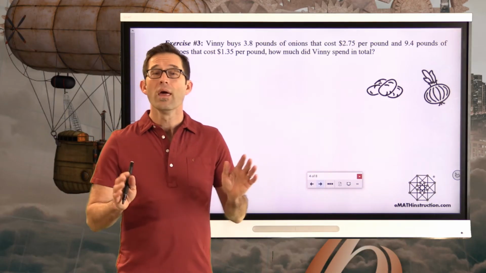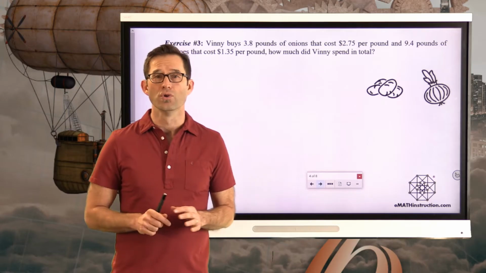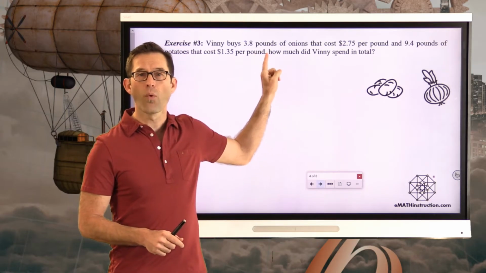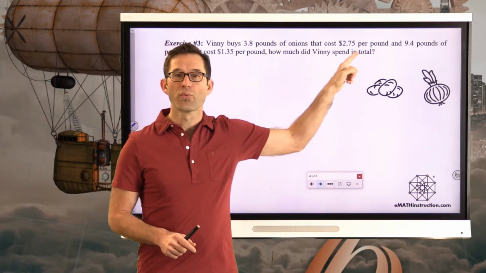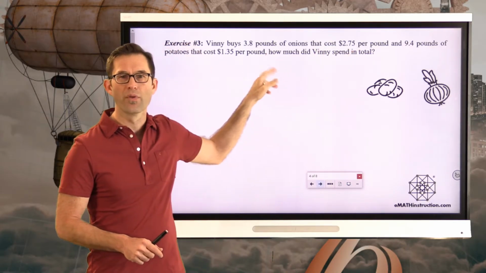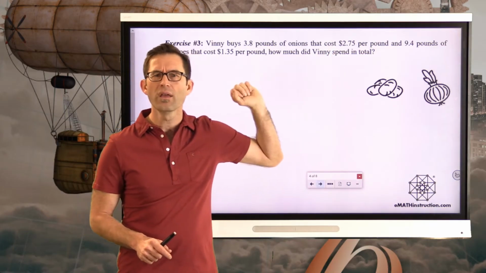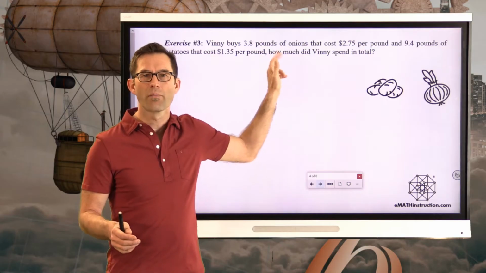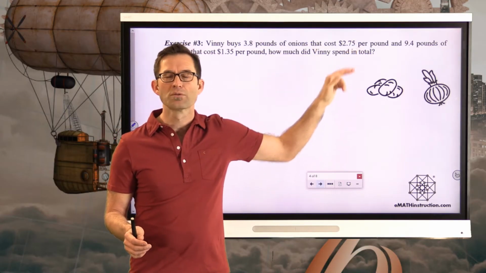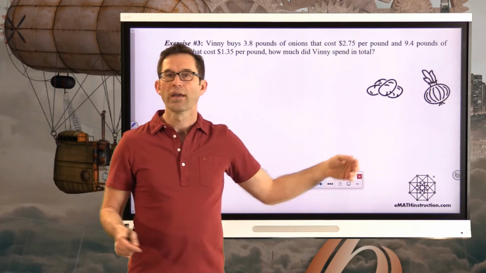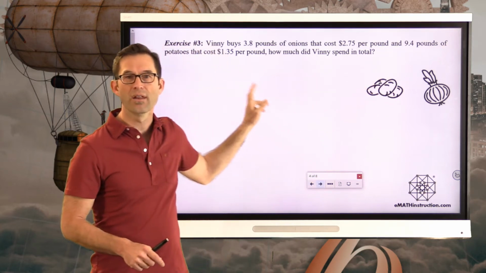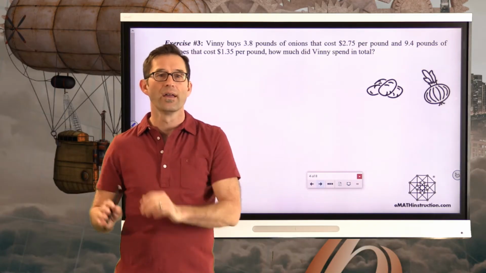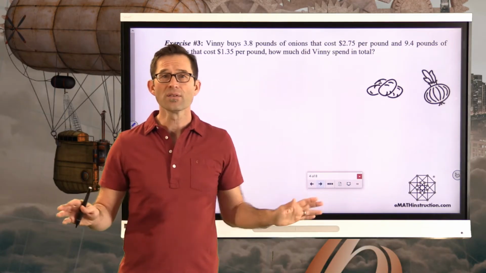All right, let's go through it. Now again, I always want to encourage you that if the numbers weren't decimals, if Vinny bought, let's say, 4 pounds of onions that cost $3 per pound, maybe I just round both of those up. Then how would I figure out how much he spent on onions? Well, I'd take my 4 pounds of onions, multiply it by $3 per pound, and I'd get $12. Likewise, if I had 9 pounds of potatoes at, let's say, $1 per pound, I'd do 9 times 1, I'd get $9.